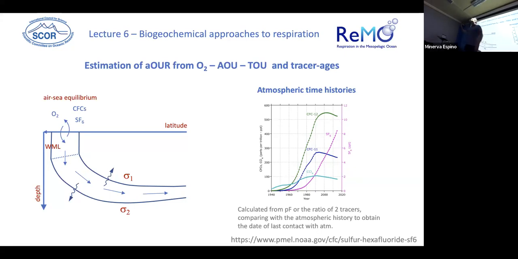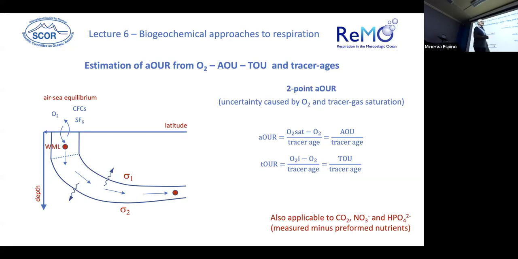It has a story that we can follow, and we can know 500 was in the year 1990, no? And these things allow you to calculate an age based on the atmospheric histories. You have to measure oxygen, you have to measure CFCs, these trace ages, and with these two things, you have how much oxygen was consumed and how old is the water mass. So we have all we need to calculate oxygen utilization rates.